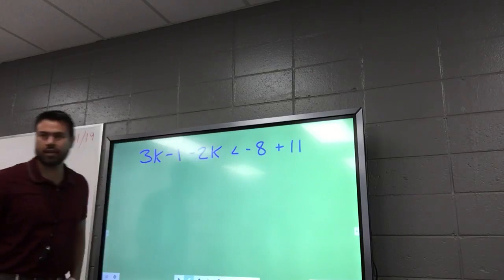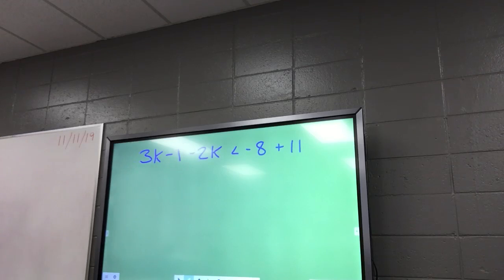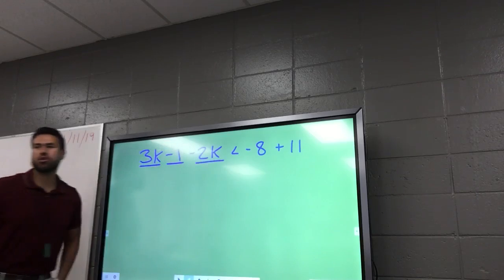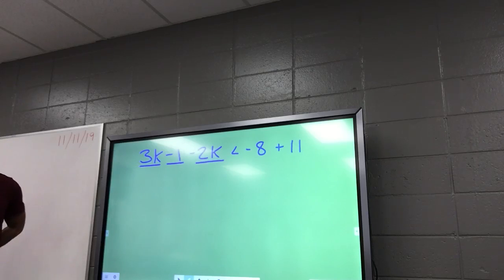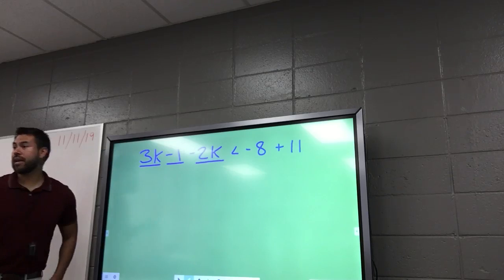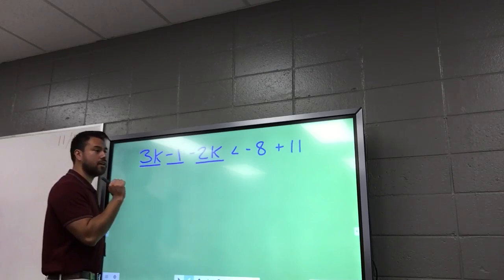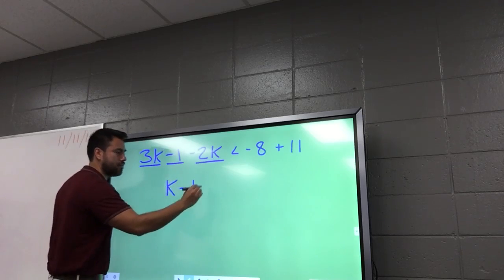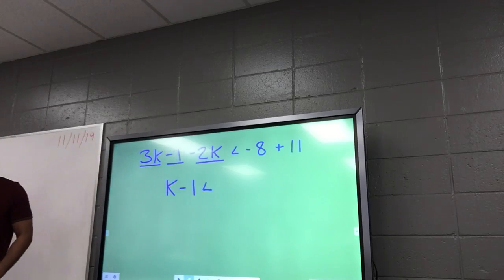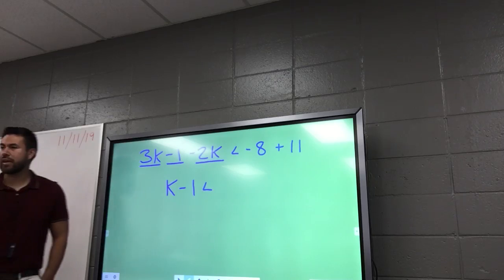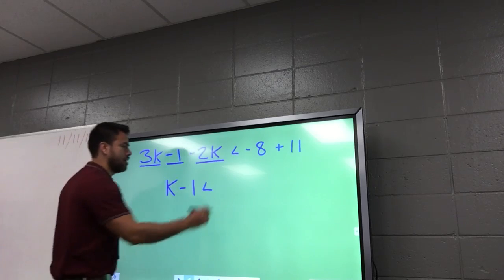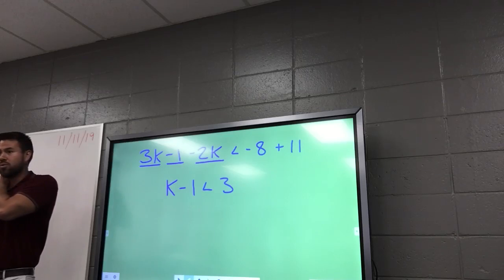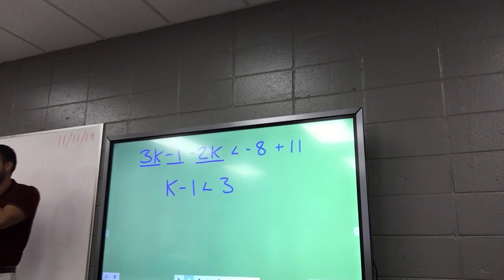So here's our inequality. Are both sides as simple as they can be? No. The left side has 3 terms, 2 of them which are like. What are the 2 like terms? 3k and negative 2k, which gives me 1k, which is just k, minus 1 is less than... Is the right side as simple as it can be? No. What do I get with negative 8 plus 11? 3. So go ahead and solve it. Finish it off. Give me the graph.